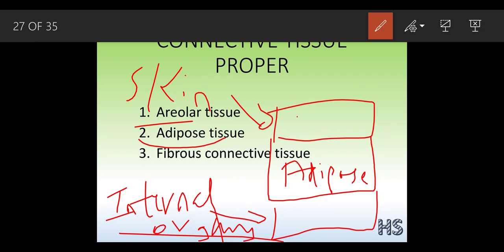If the layer of adipose is more, the insulation is more. That is why you can see that people who are quite fat excrete a lot of sweat from their body. Why do they excrete a lot of sweat? Because this adipose tissue works as an insulation. It allows the body to heat up. The more the fat, the more the insulation; the less the fat, the less the insulation.